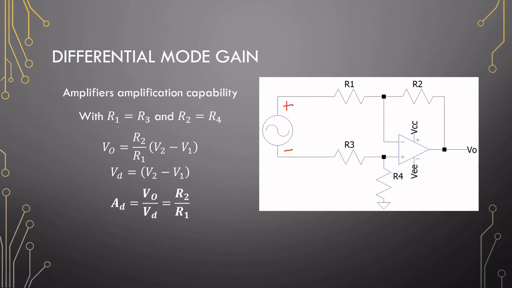Okay, and with a selection of R1, R3 being the same, and R2 and R4 being the same, we have the second case that we had, and this is the differential mode gain, when we combine those two into one factor. So the differential mode gain is just the ratio of the two resistors. Okay, so the gain that we selected. So differential mode gain is the amplifier's amplification capability. Okay, so if we put in a signal, how much will we amplify it?